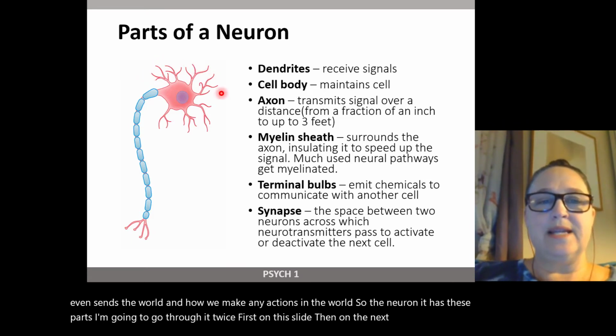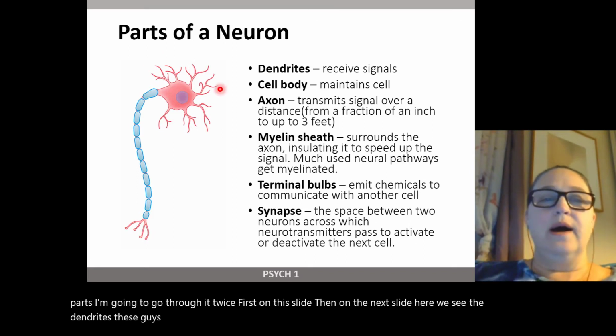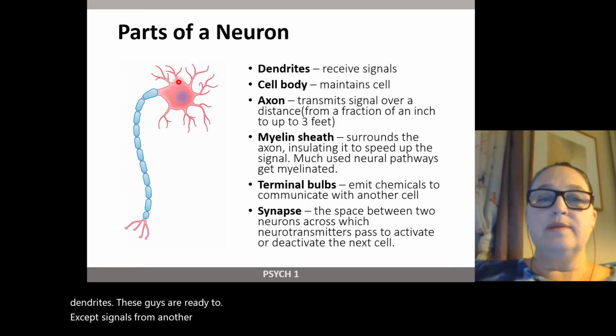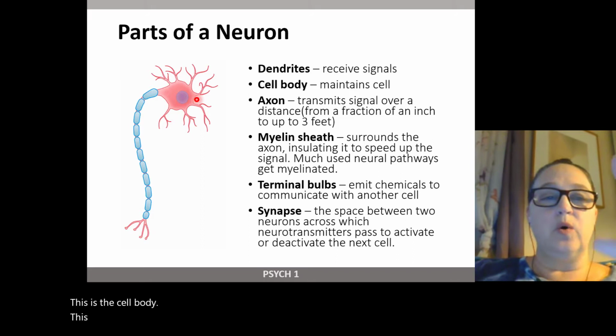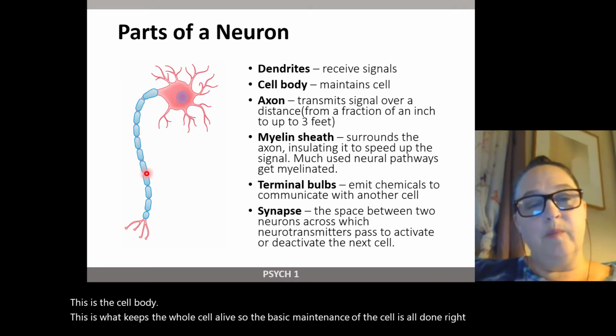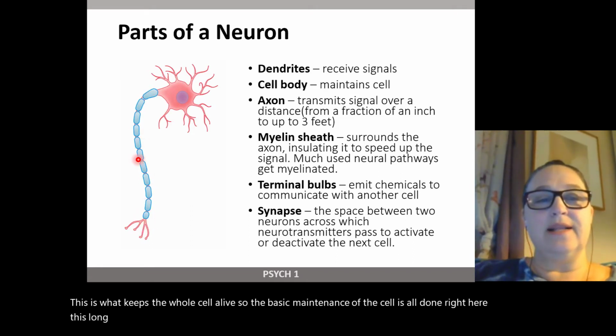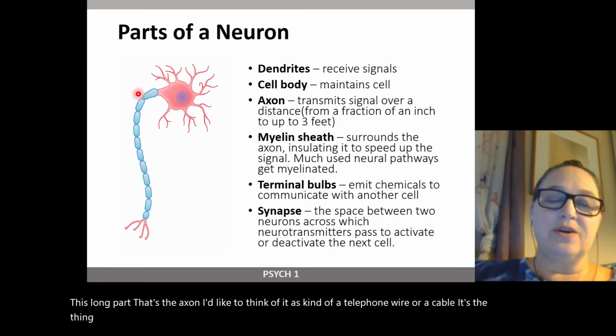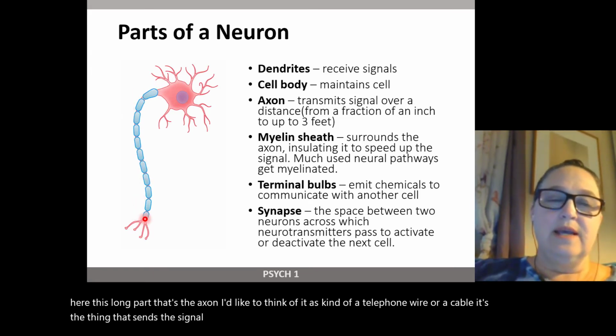Here we see the dendrites. These are ready to accept signals from another neuron. This is the cell body. This is what keeps the whole cell alive. So the basic maintenance of the cell is all done right here. This long part is the axon. I like to think of it as kind of a telephone wire or a cable. It's the thing that sends the signal across a distance.